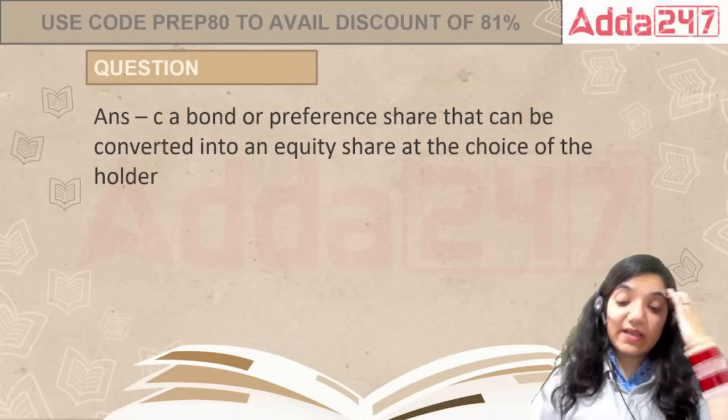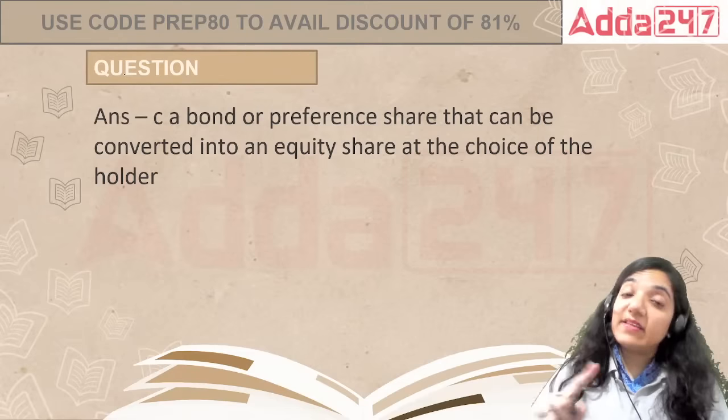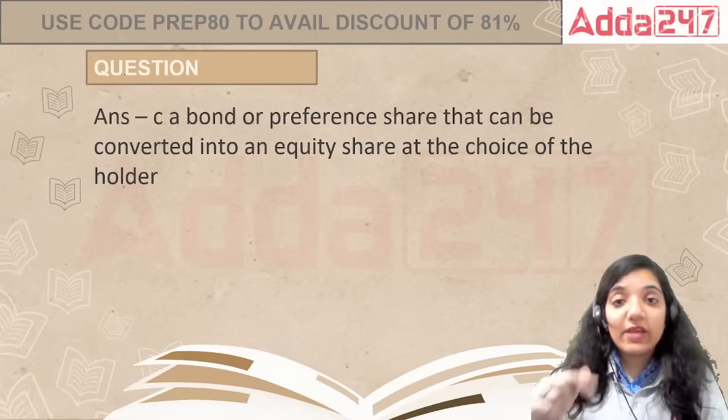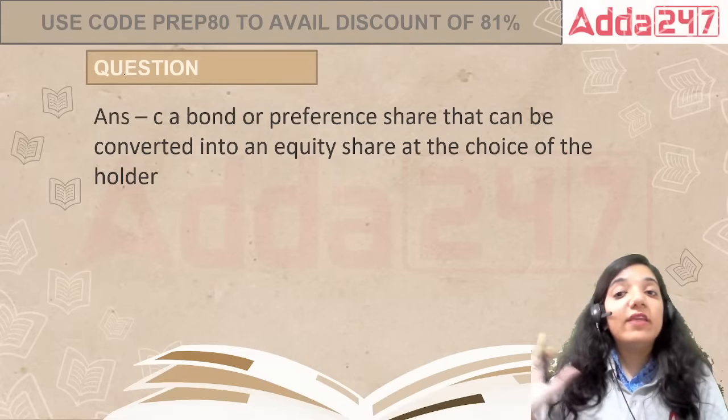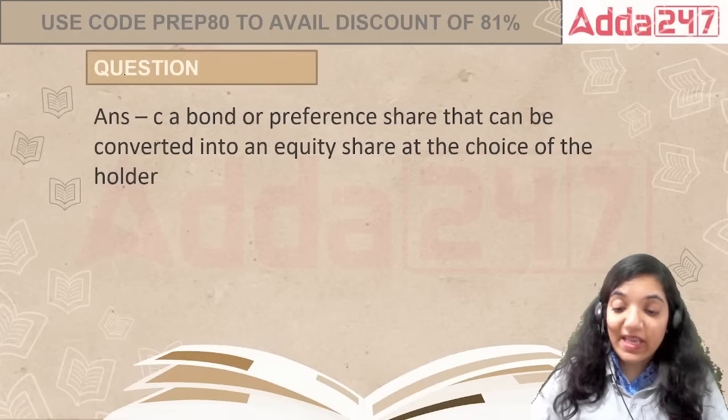Okay, so the correct answer is C. It is at the choice of the shareholder. They will decide whether they want to get cash or they want to convert it into equity share. Nobody else can do that for them. Okay? That's the basic rule.